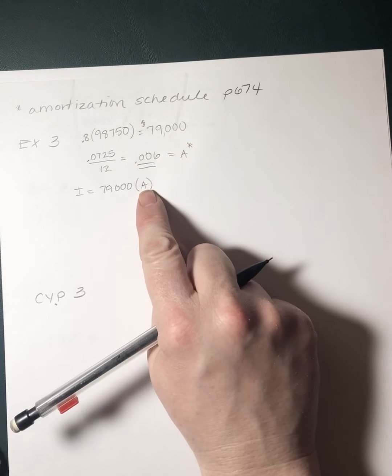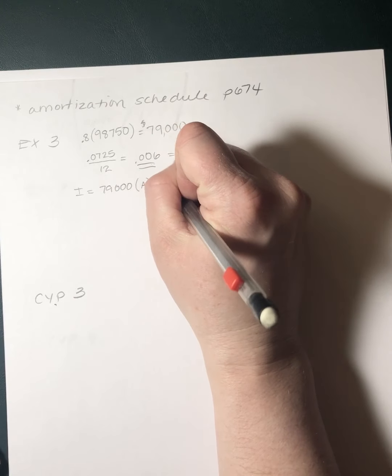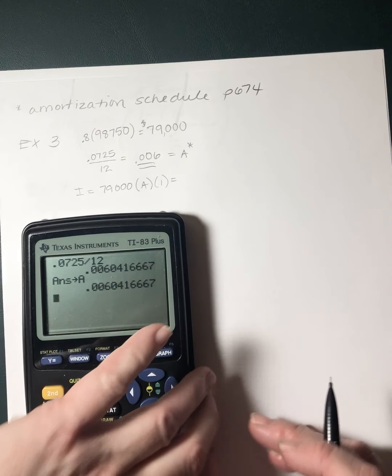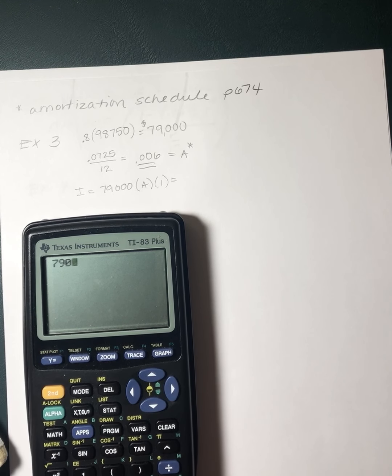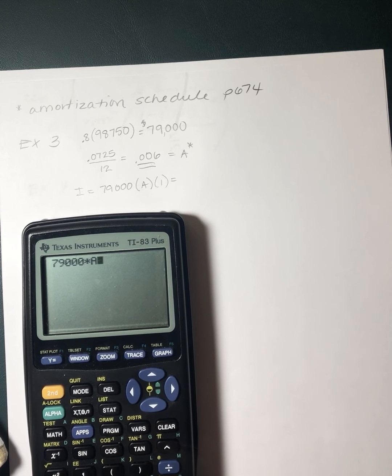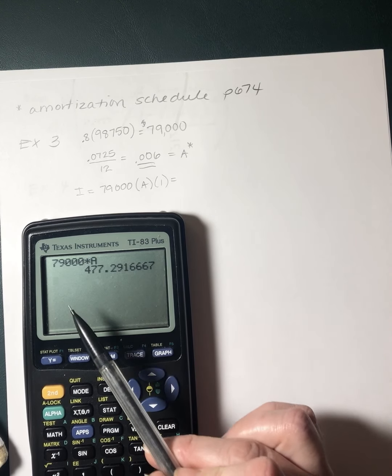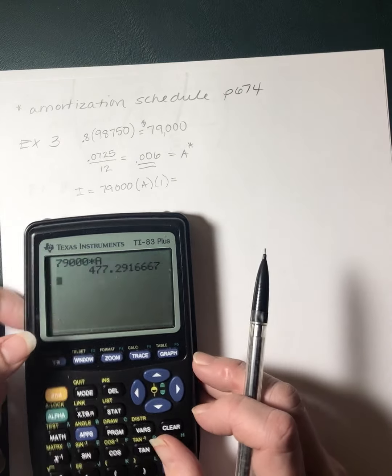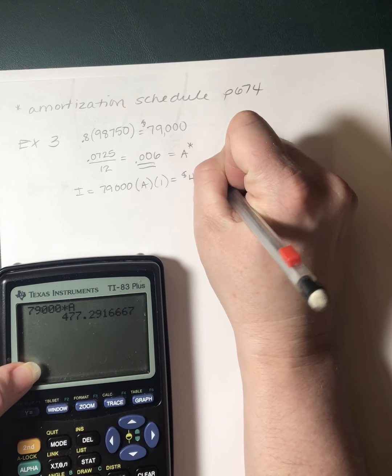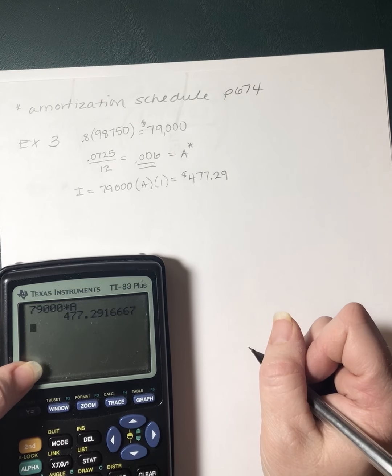And then now this is per month, so my time is just 1 month. So I'm gonna take in my calculator 79,000 times that A. So I'm going to hit alpha A. So the very first month, I pay off $477.29 in interest. Okay.